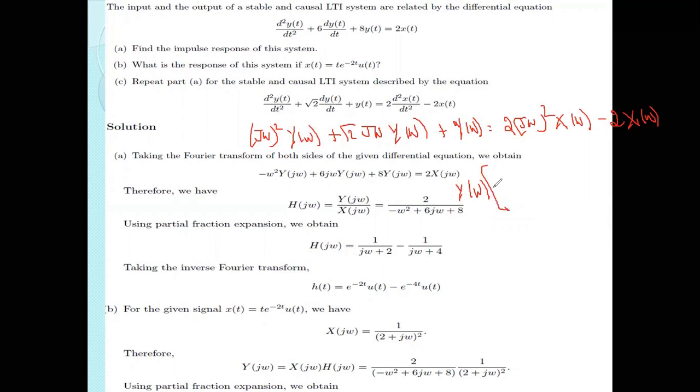So take y of omega as common here. The y of omega multiplied with j square is a minus, so minus omega square plus j root 2 omega plus 1 is equal to, here you can take x of omega as common, and j square is a minus, so minus 2 omega square minus 2.